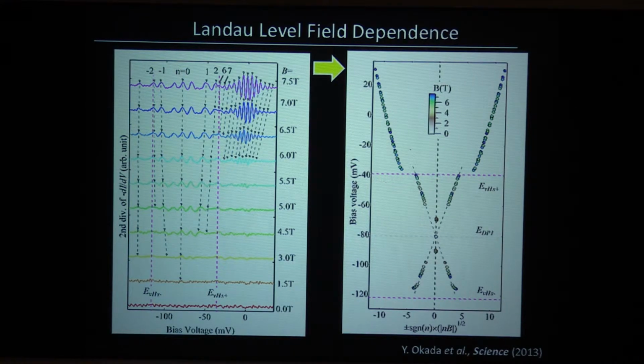So after playing around a lot, this is the indexing scheme that worked for us. 0, skip this peak, 1, 2, a bunch of missing peaks, 6, 7, 8, and then it goes on continuously. Okay? So then if you plot E versus square root NB, this is what we get for the dispersion. All right? So there's a peak at the Dirac point that doesn't change with magnetic field.